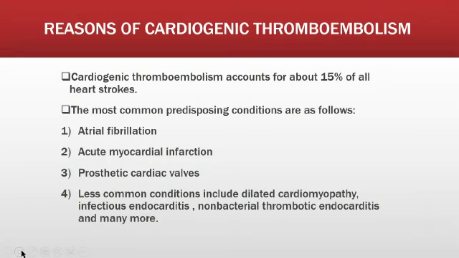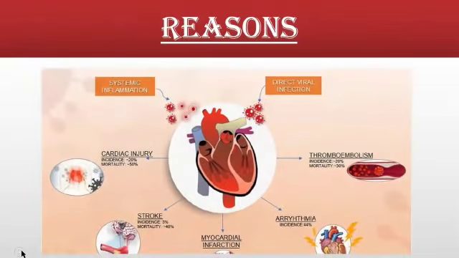Now here I am presenting you the diagrammatic view of these reasons. In this diagram, you can see that there are many reasons for heart stroke, which could be due to cardiac injury, myocardial infarction, arrhythmia, or some other diseases related to strokes. But particularly I am dealing with thromboembolism, which you can see here on the extreme right side of this diagram.